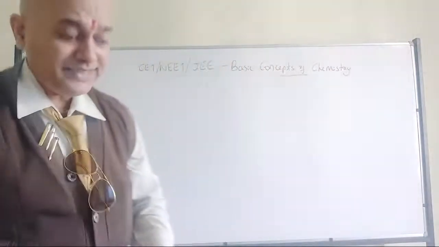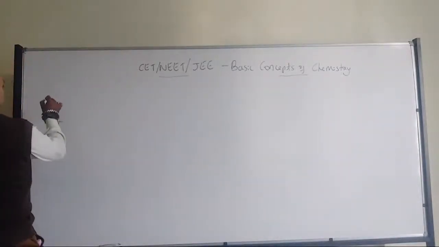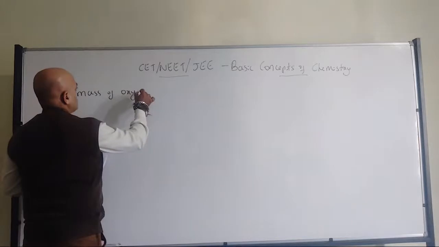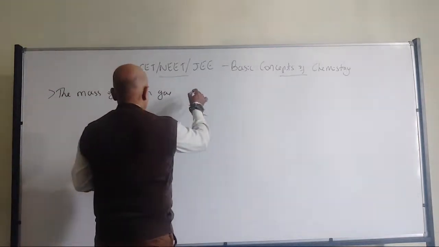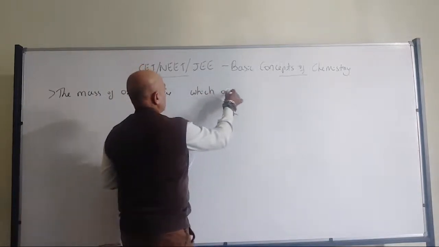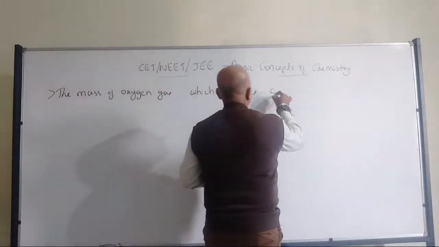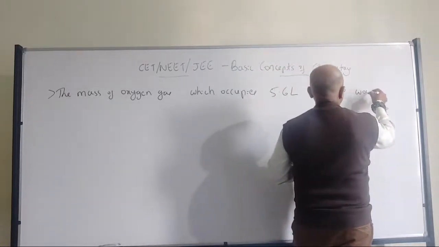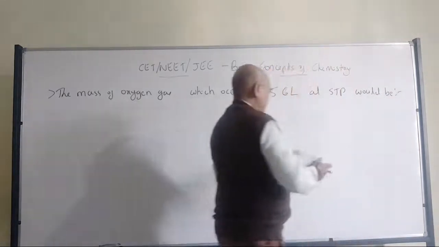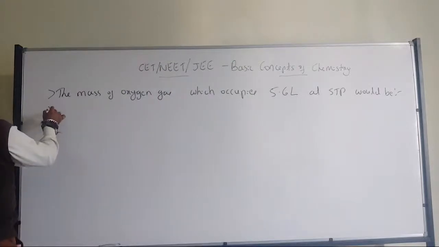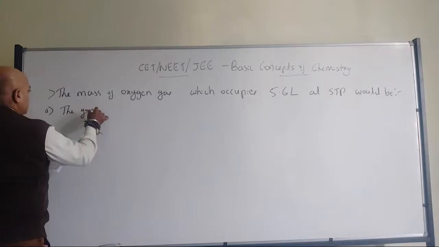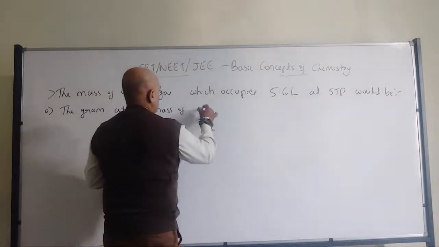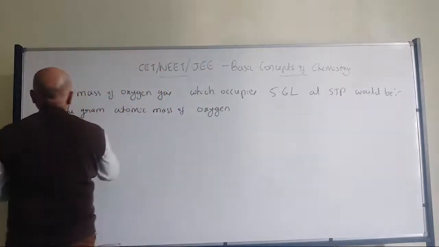Okay, so we will move to the next one. Next question: the mass of oxygen gas which occupies 5.6 liters at standard temperature and pressure would be: option A, the gram atomic mass of oxygen.